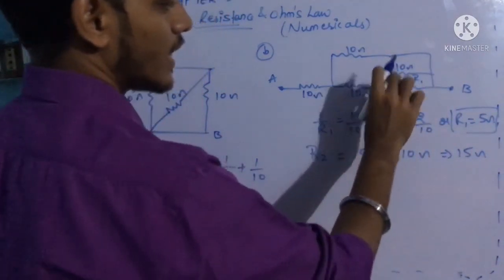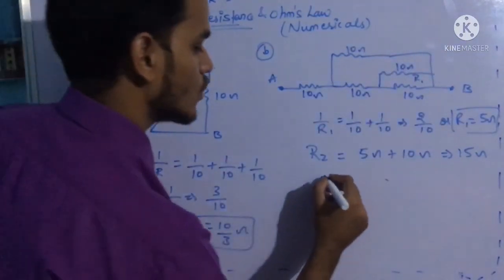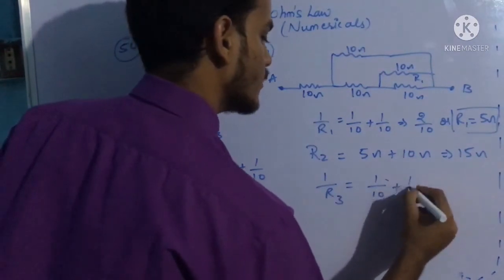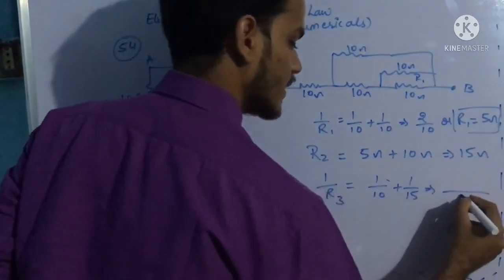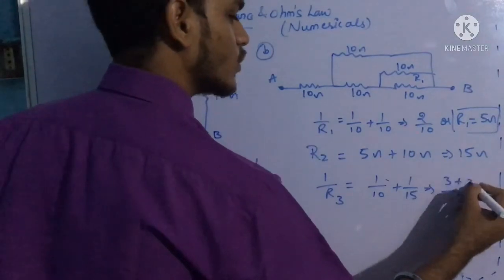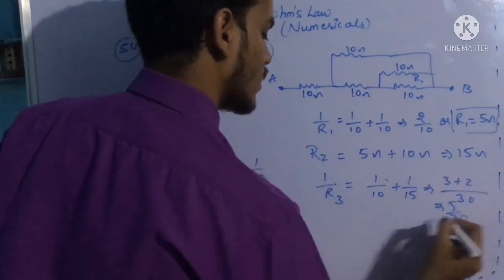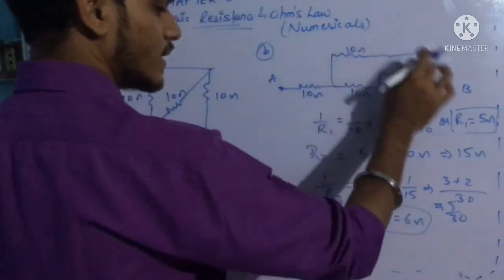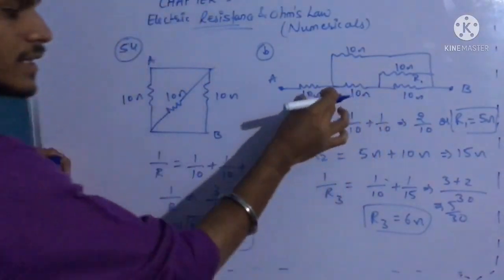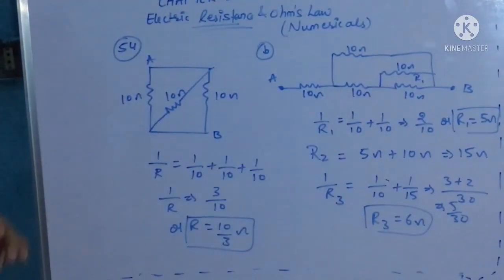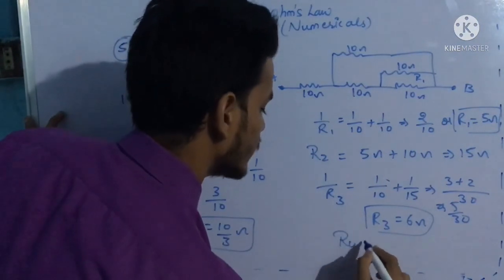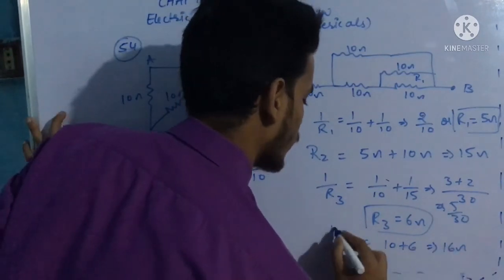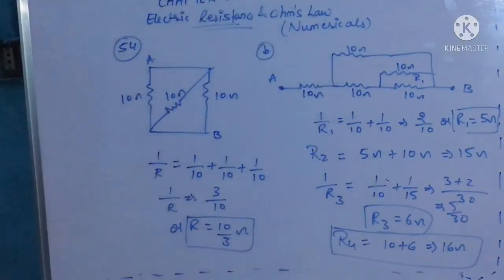Now this whole resistance is 15 ohm. This 15 ohm resistance and this 10 ohm resistance are in parallel again. So we will name it as R3. 1 upon R3 is equal to 1 upon 10 plus 1 upon 15. The LCM will be 30. We will get 3 plus 2, that is 5 upon 30, or R3 will be equal to 6 ohm. Now this whole resistance is 6 ohm. Now the 6 ohm resistor is in series with the 10 ohm resistor. So the final resistance R4 will be equal to 10 ohm plus 6 ohm, which is equal to 16 ohm. Okay, this is the final resistance for the circuit.